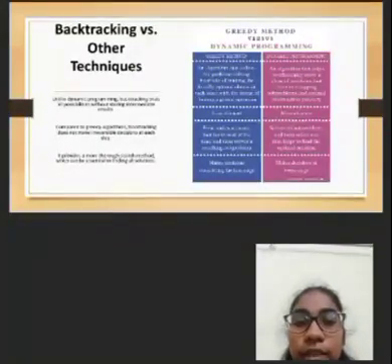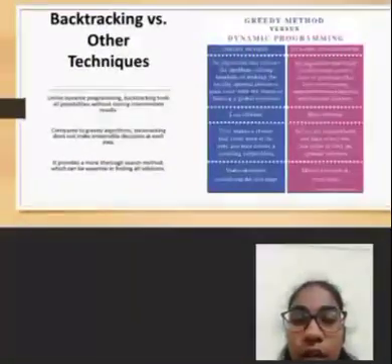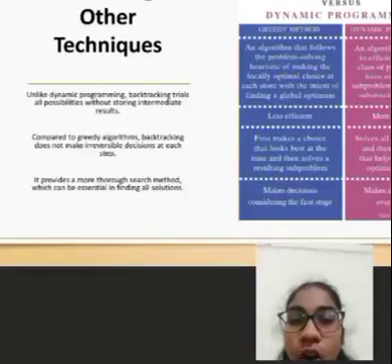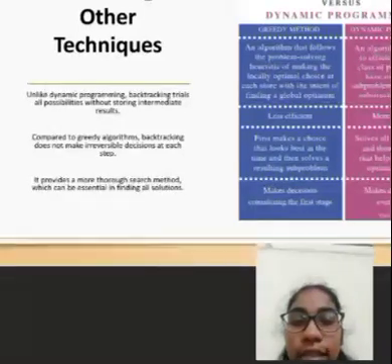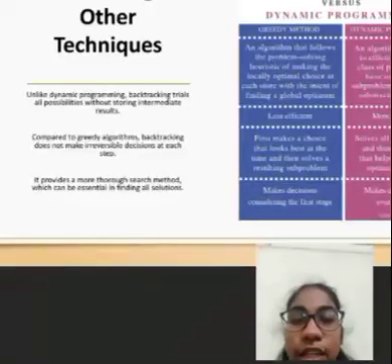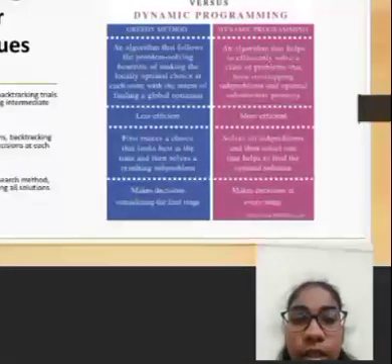Backtracking versus other techniques. Unlike dynamic programming, backtracking explores all possibilities without storing intermediate results. Compared to greedy algorithms, backtracking does not make irreversible decisions at each step. It provides a more thorough search method, which can be essential in finding all the solutions.